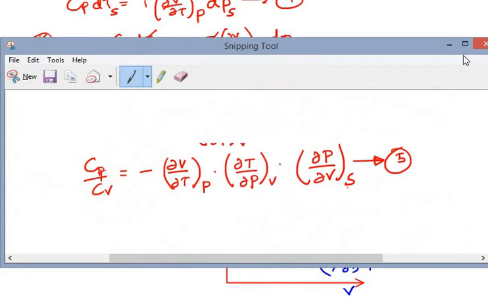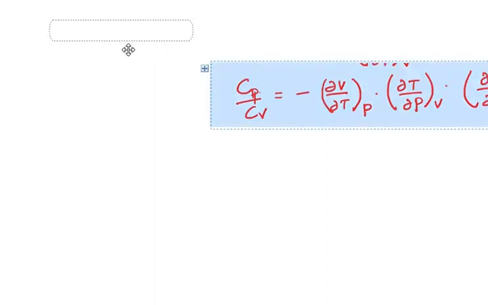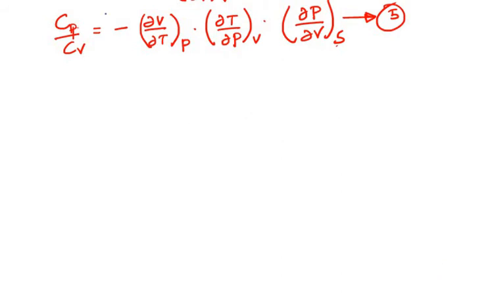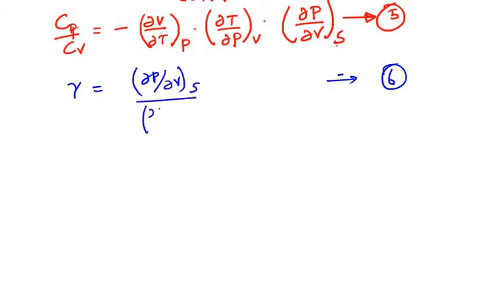Now I am taking equation 5 to the next page. So I have got Cp by Cv is equal to minus dou V by dou T at constant pressure into dou T by dou P at constant volume and into dou P by dou V at constant entropy. And equation 6 is gamma is equal to dou P by dou V at constant entropy divided by dou P by dou V at constant temperature.